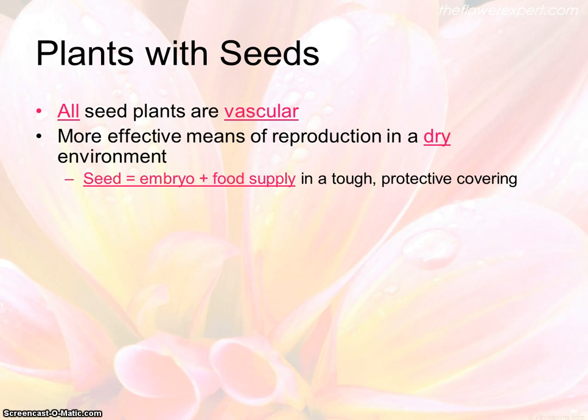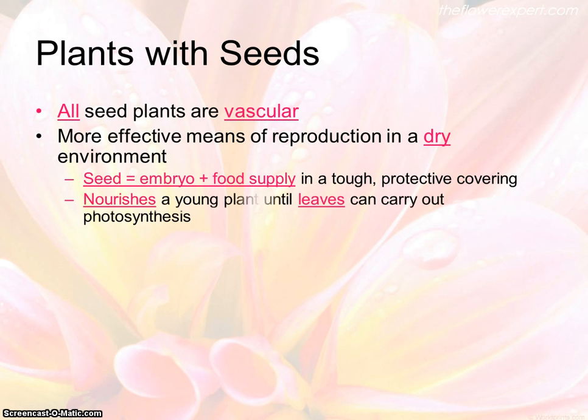The seed of a seed-bearing plant is the embryo of that particular plant and a food supply for the embryo. That's what the seed is made of. The food supply is going to provide nourishment as the plant grows until leaves are produced, and once leaves are produced, then they can go through photosynthesis. But that is the makeup of a seed. And we'll get into the details of seeds a little bit later.